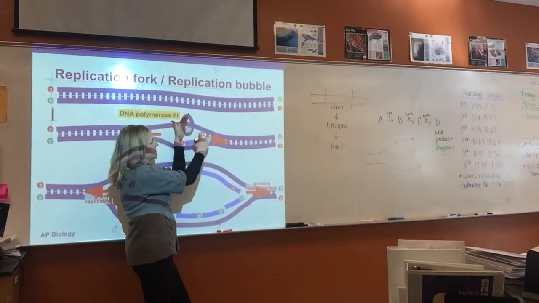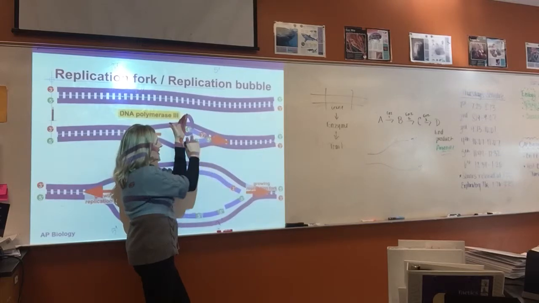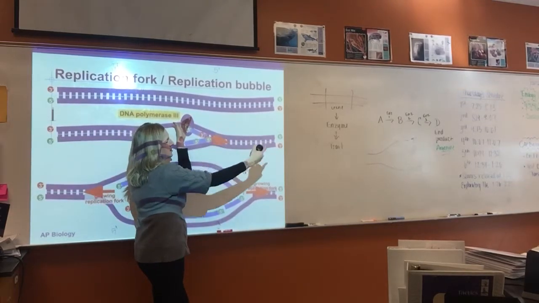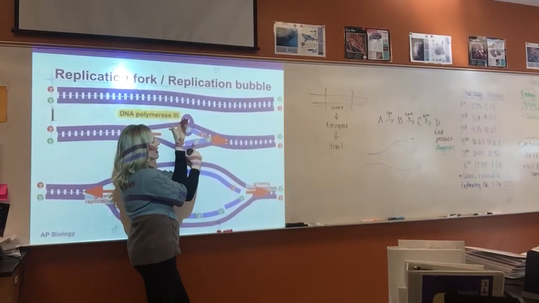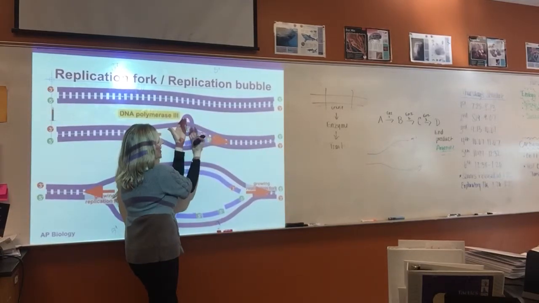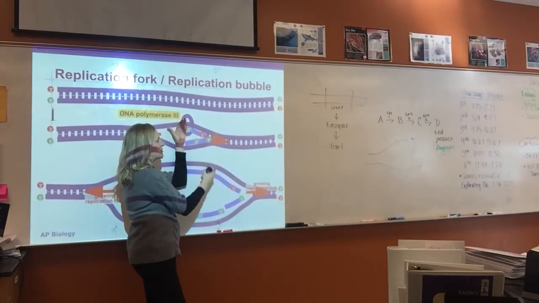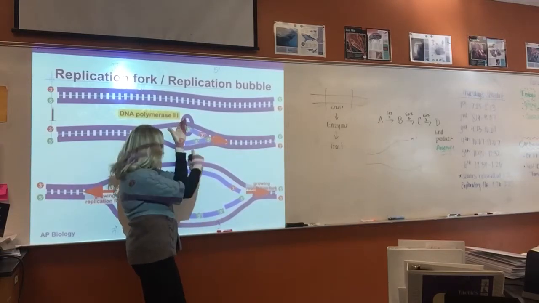The top one is going to be leading. It's going to grow continuously in the 5' to 3' direction, and as it continues to unzip, it's just going to keep on going here. So this one here, as it unzips, it starts here with the 5' and makes one fragment, starts again, and it'll make many Okazaki fragments, and so this side would be the lagging strand, right?